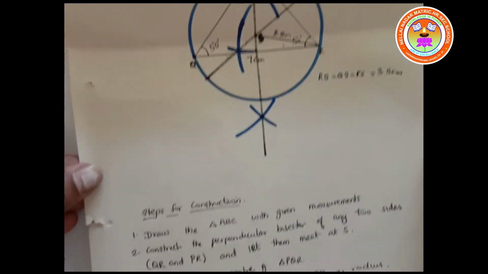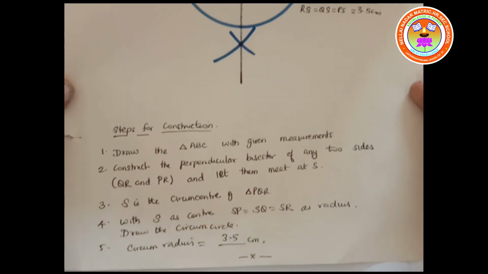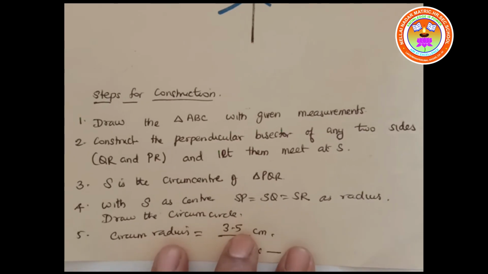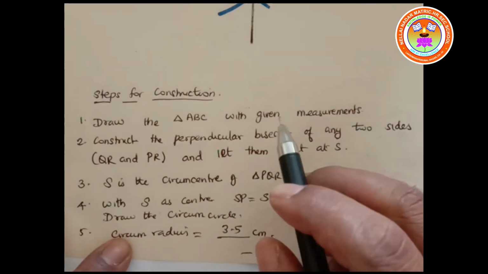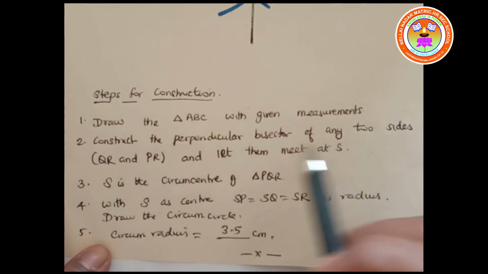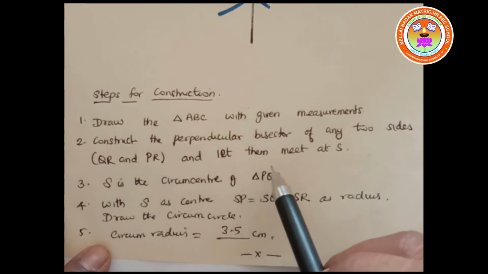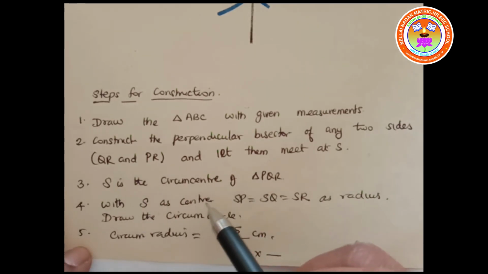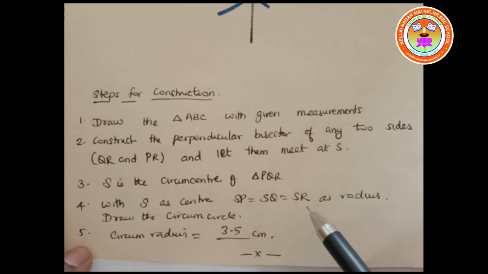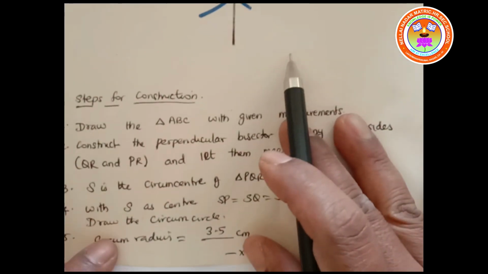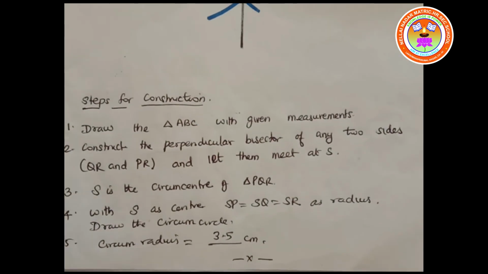Now steps for construction. Draw the triangle PQR with given measurements. Construct the perpendicular bisector of any two sides QR and PR and let them meet at S. S is the circumcenter of triangle PQR. With S as center and SP equal to SQ equal to SR as radius, draw the circle. Circumradius is what? 3.5 centimeter. So thank you, children.